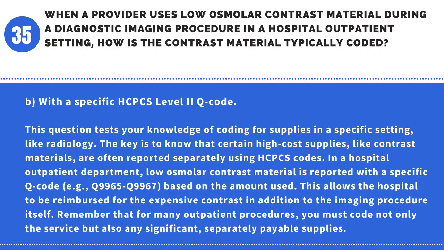This question tests your knowledge of coding for supplies in a specific setting, like radiology. The key is to know that certain high-cost supplies, like contrast materials, are often reported separately using HCPCS codes. In a hospital outpatient department, low osmolar contrast material is reported with a specific Q code, e.g., Q9965, Q9967, based on the amount used. This allows the hospital to be reimbursed for the expensive contrast in addition to the imaging procedure itself. Remember that for many outpatient procedures, you must code not only the service but also any significant, separately payable supplies.